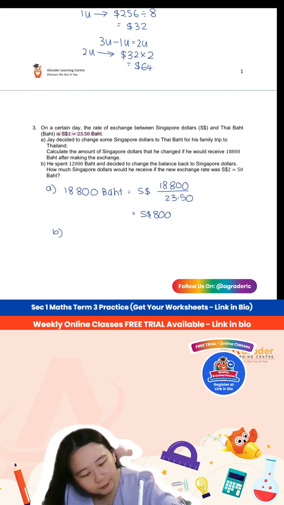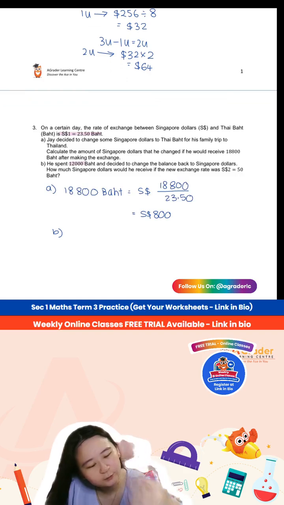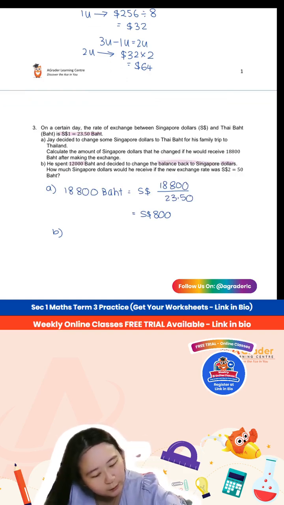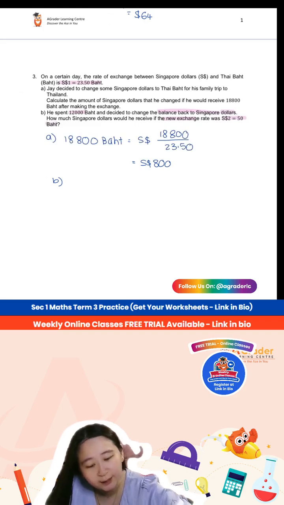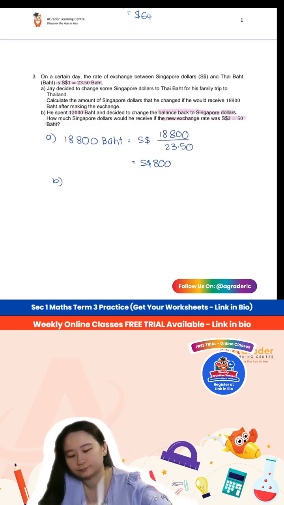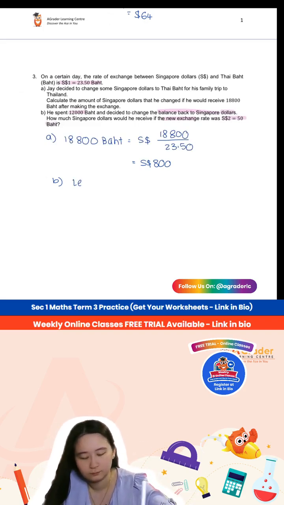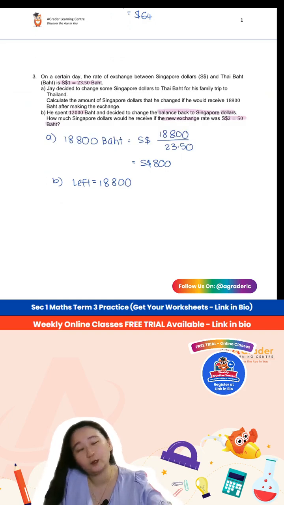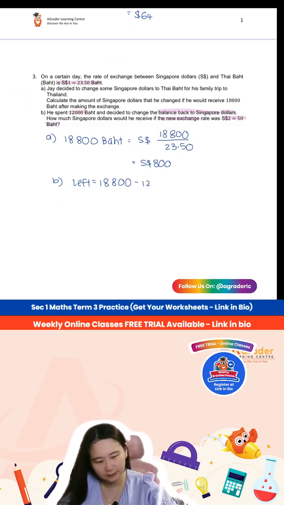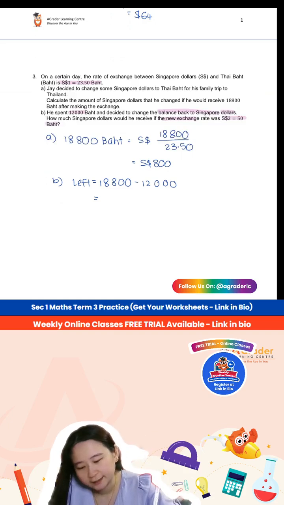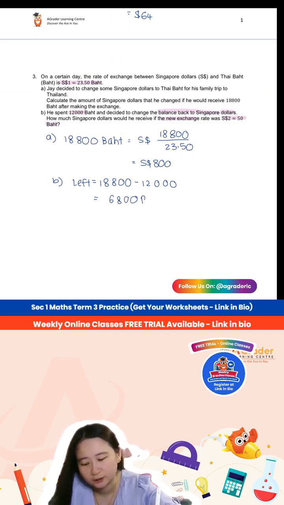He spent 12,000 baht and decided to change the balance back to Singapore dollars. How much Singapore dollars would he receive if the new exchange rate is 2 Sing dollars to 50 baht? So, he started off with 18,800 baht and then minus 12,000, which he spent. Then he's left with 6,800 baht.